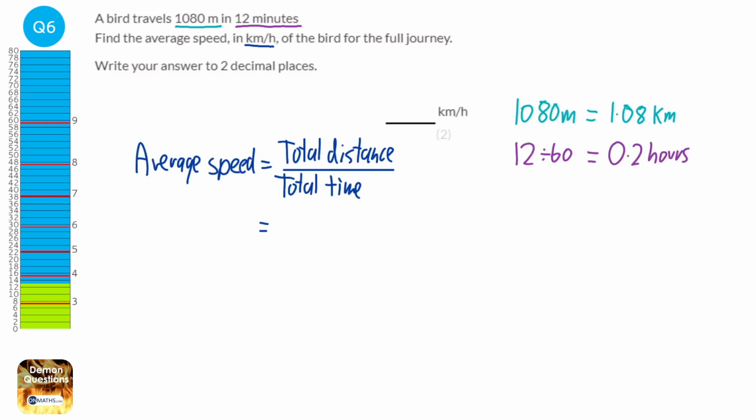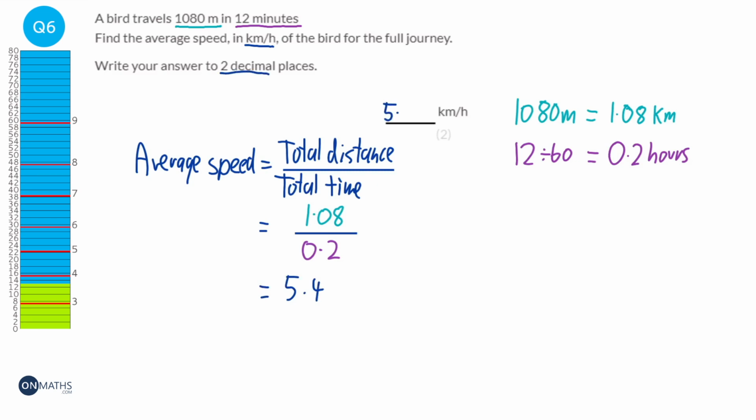So we're going to put the kilometers at the top, 1.08, and we're going to divide that by the hours, which is 0.2. When you do that, you get 5.4. So our answer to two decimal places will be 5.40. Whenever you have a one-digit number or a one decimal place number, but you're asked to round it to two decimal places, you should really put a 0 on the end, which is what we've done.